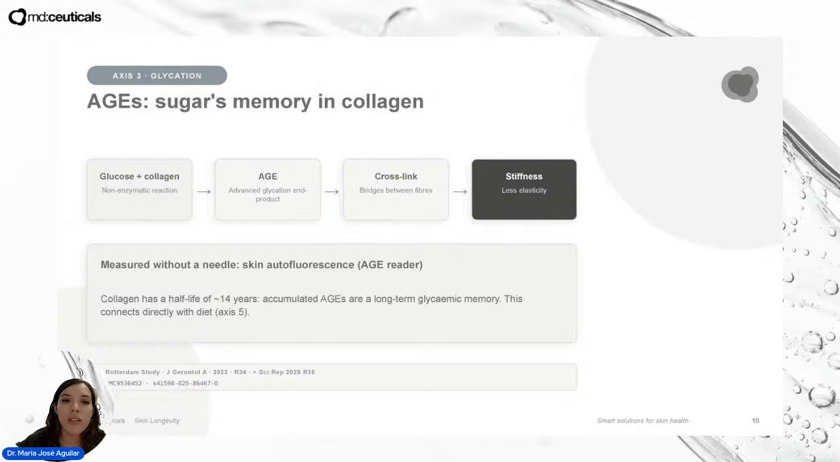The other one is to identify the sugar's memory in the collagen. So we have the AGEs reader, which lets us know if the collagen is still bound to the glucose. And at this point, we can know if we are having a specific biological age. This is a predictor of 14 years, the collagen and the fixation of the glucose to the collagen. It can be a predictor of 14 years of accumulation of this glucose. And by this glycation, we can know how old the biological age of the skin is.